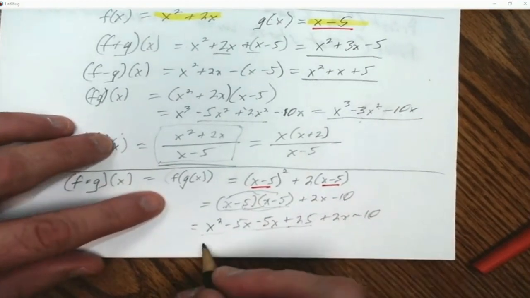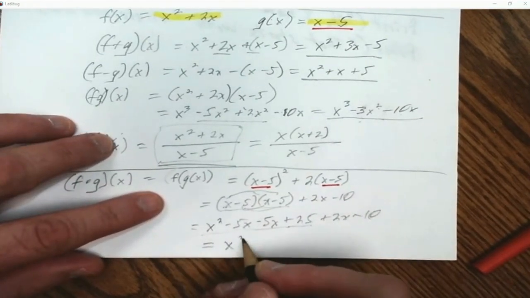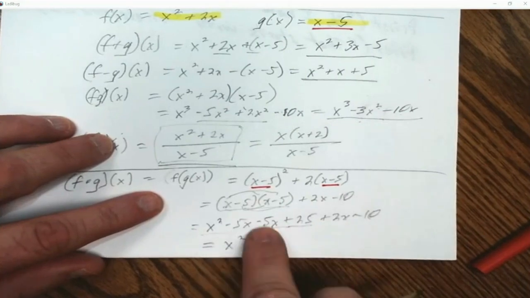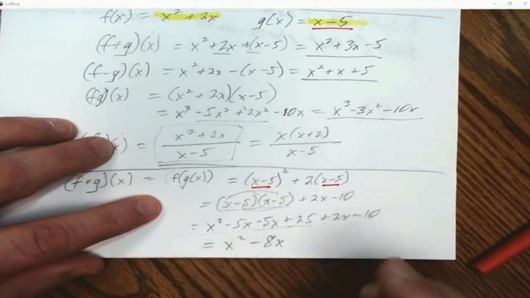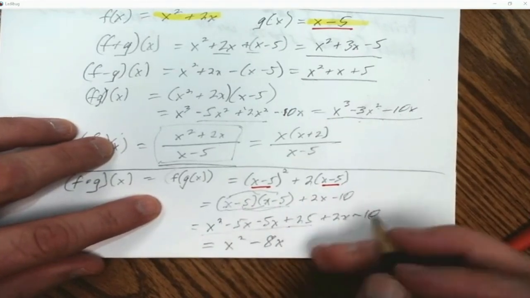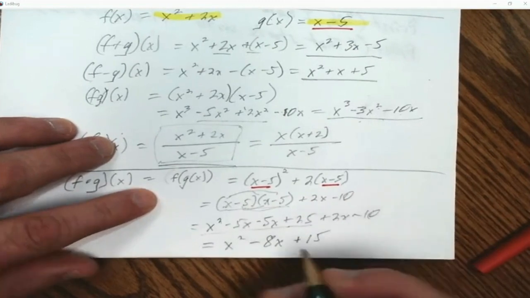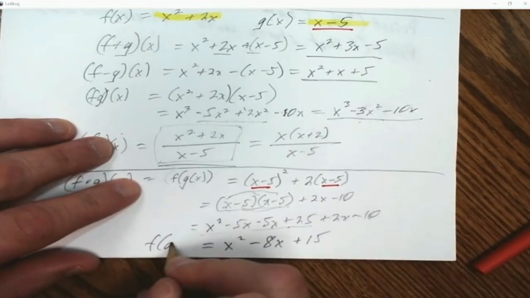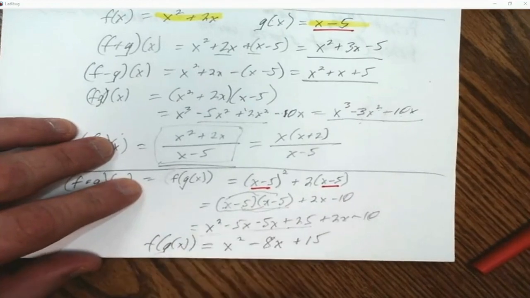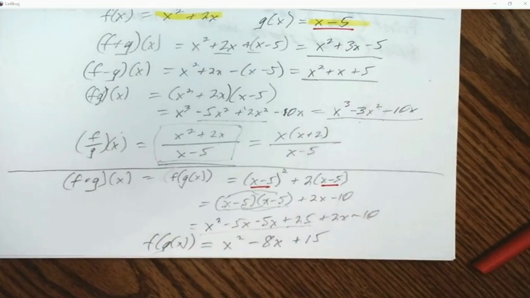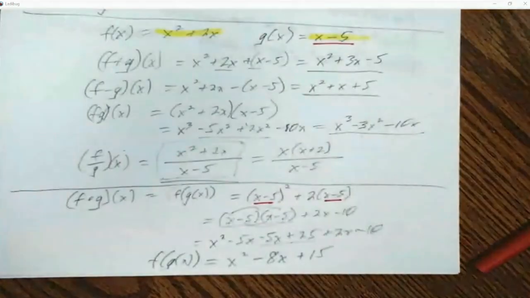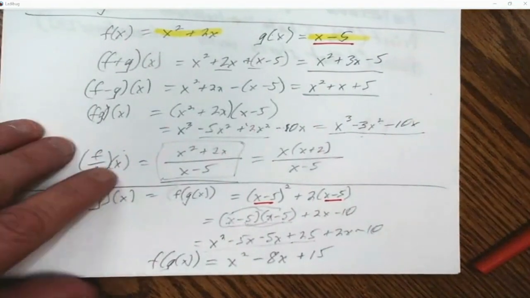So now let's just combine like terms. It's x squared, negative 5x, negative 5x, and that's negative 10x, plus 2x over here. So we have negative 8x. We have plus 25 and minus 10, 15. So that is f of g of x. Taking g of x, substituting in f, it equals this equation. So that's the combination of both of those, substituting them one into the other. We can go the other direction.